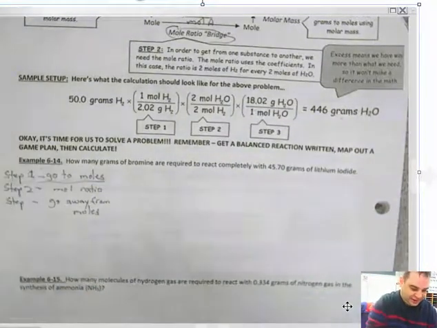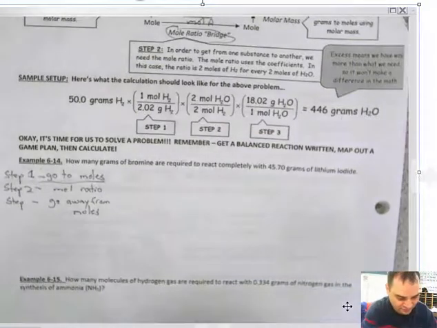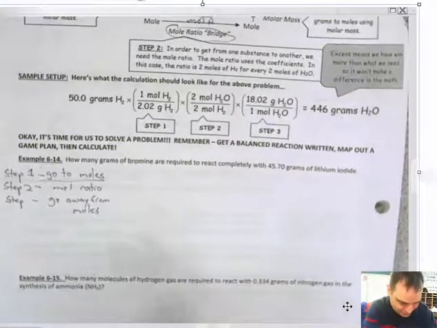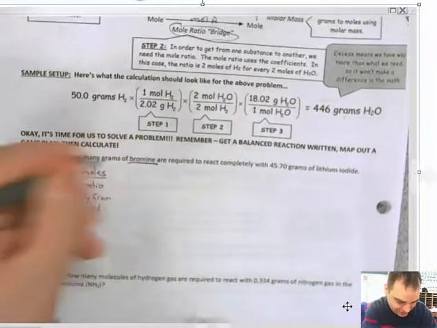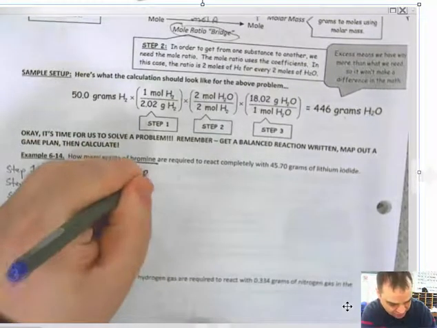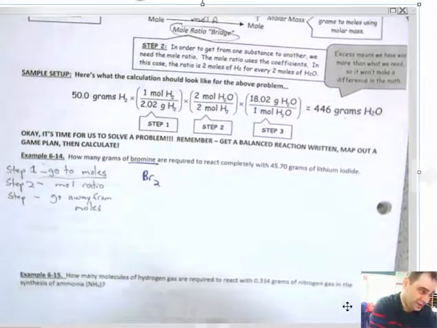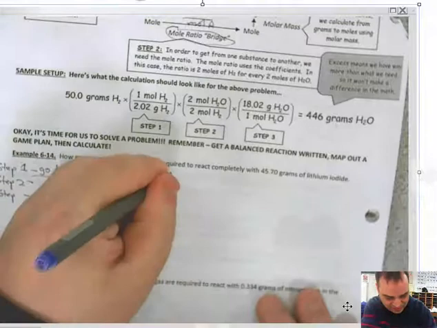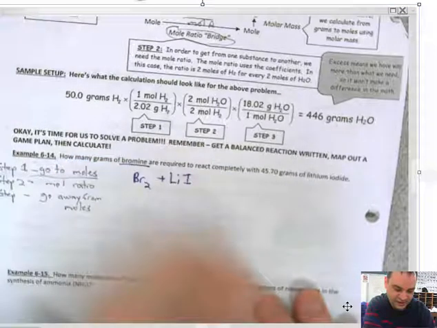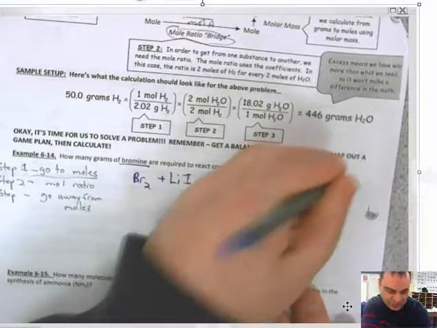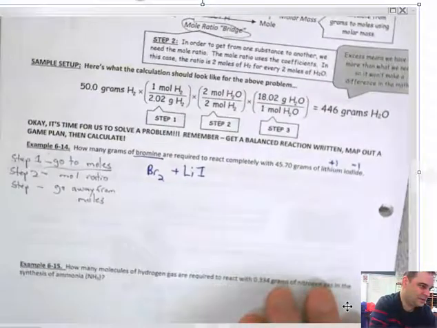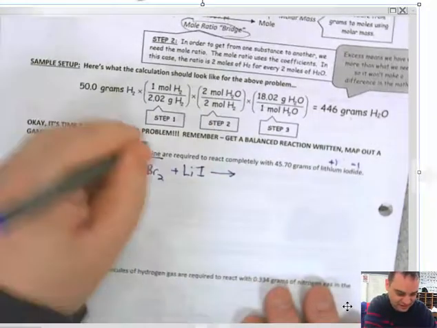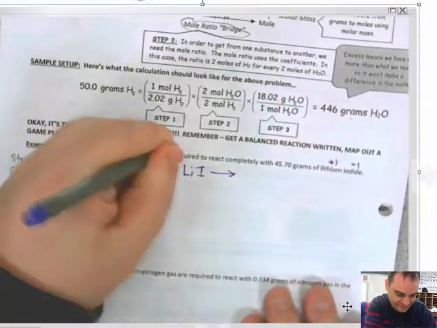Okay, let's see what we got here. How many grams of bromine are required to completely react with 45.70 grams of lithium iodide? The first thing we need here is a reaction. So we got bromine. Bromine is Br2, right? Diatomic element. We are going to react that with lithium iodide. Lithium is Li, iodide is I. This is +1, this is -1. This is going to produce, since this is a single replacement reaction, right?